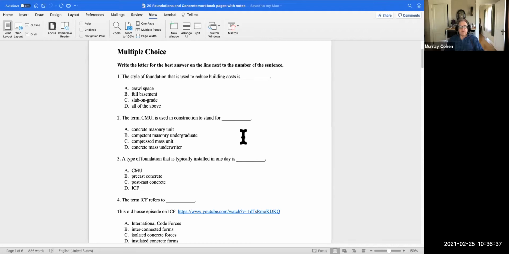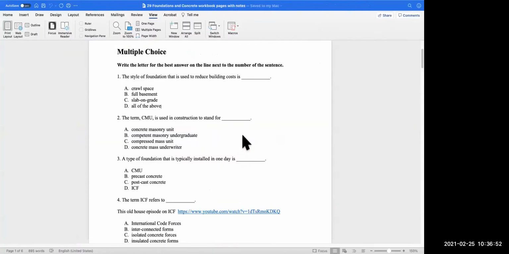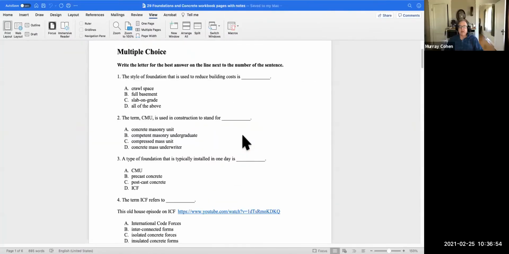So the answer to that one is slab on grade. Number 2, the term CMU is used in construction to stand for, and this is actually in the reading, A. Yeah, concrete masonry unit.